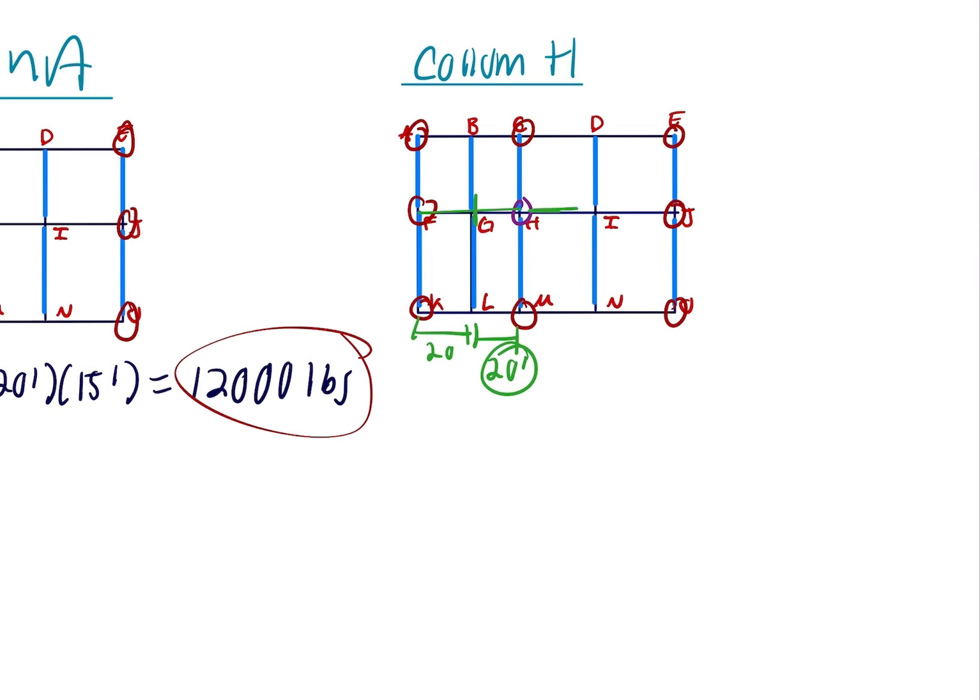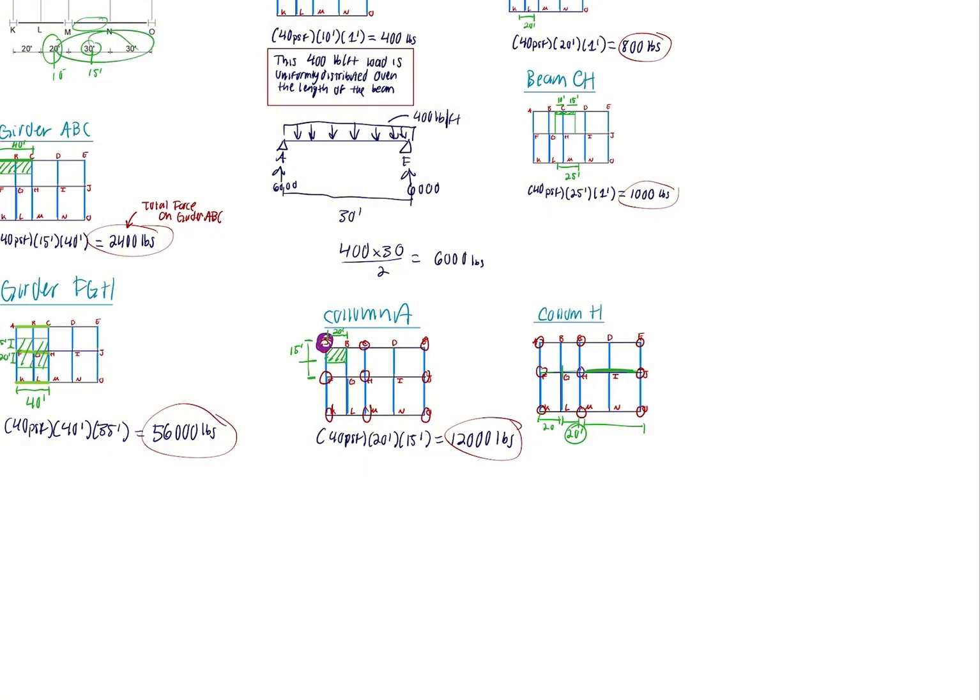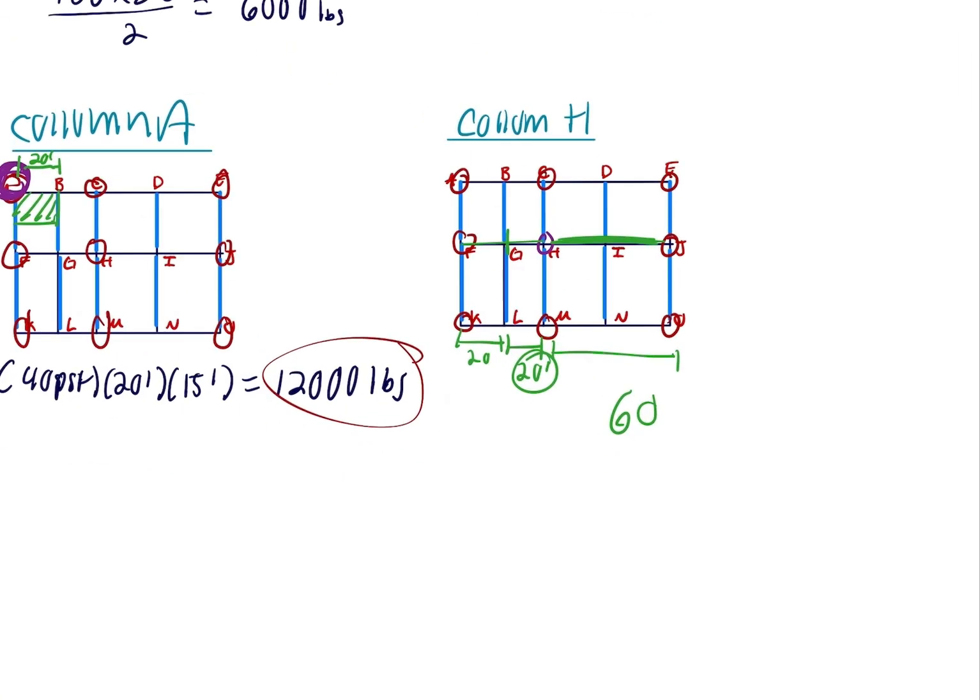And then we see that the next girder is over here. And we see that the next girder is right here. So we know that this entire length is 60 feet. So half of that will be 30 feet. So we account for that, which means that this length will be 50 feet.